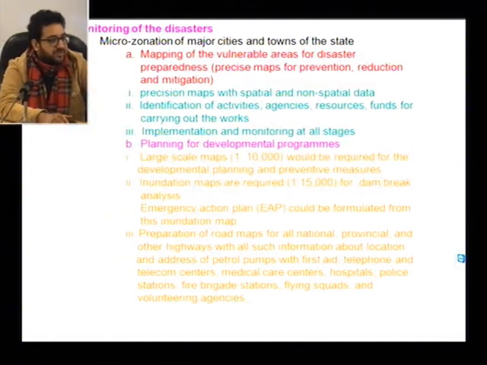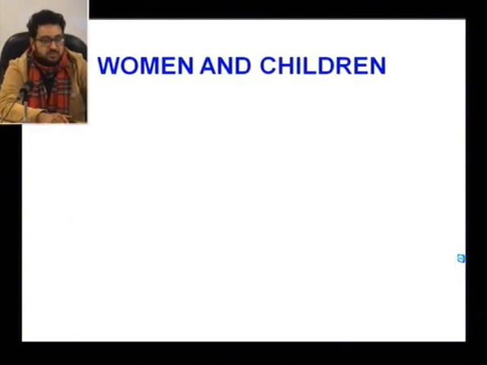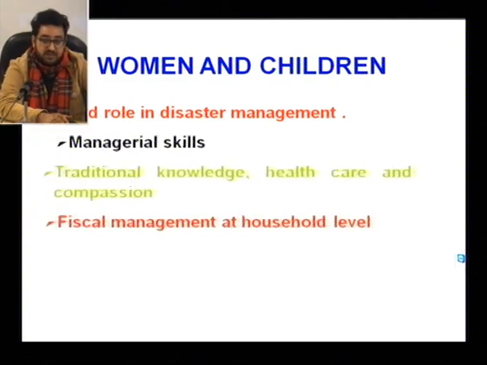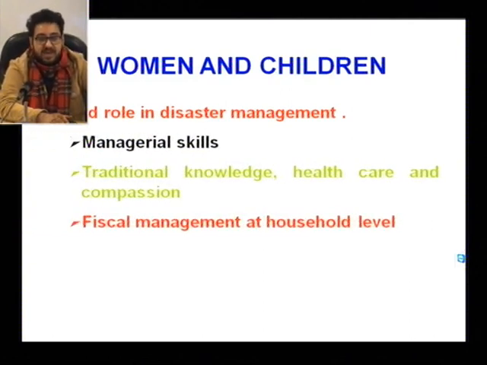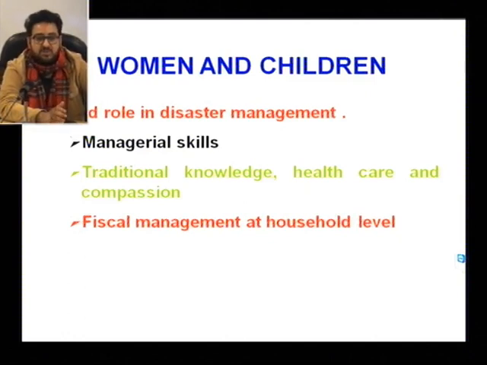So we need to monitor disaster as well. And what is the role of key stakeholders? Women and children play a lead role in disaster management, in dispensing information, in spreading managerial skills, like managing everything, because when there is panic, nobody can think around, everybody's mind gets a bit clouded, we cannot think or talk, and everybody needs attention at that time. So traditional knowledge with healthcare and compassion, because traditional knowledge, our elders, old people, they also have witnessed earthquakes.